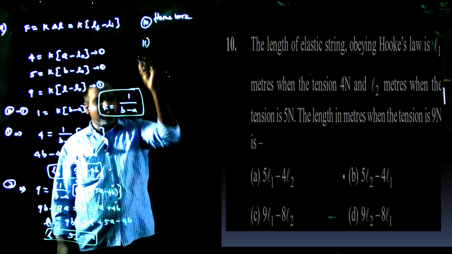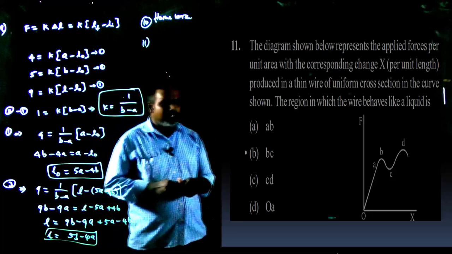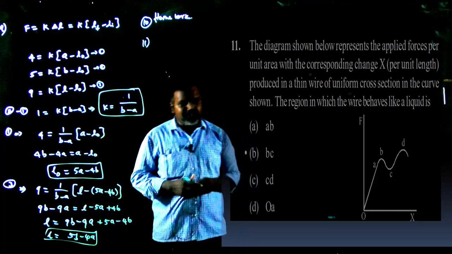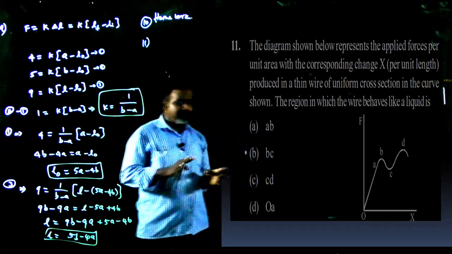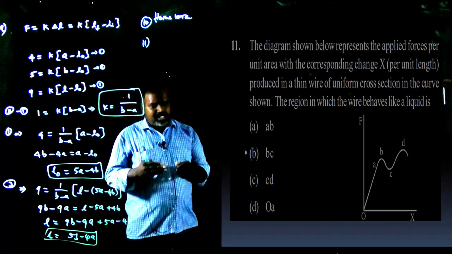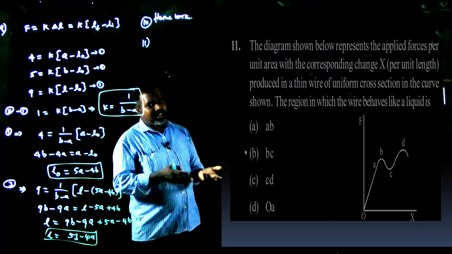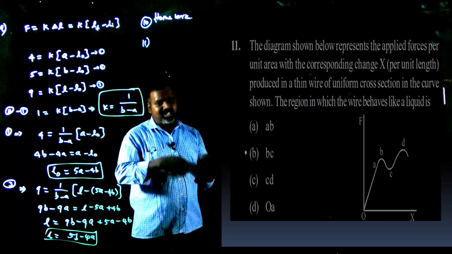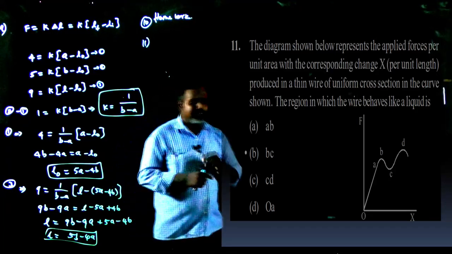So question number 11, just see that question. The diagram shown below represents the applied force per unit area. You please try to understand, children. Many times students get confused because they have studied the formula or theory in specific symbols, but in the question paper the same quantity can be given in other symbols or in some other manner. They may get confused about how to apply the formula. You please carefully see the graph.